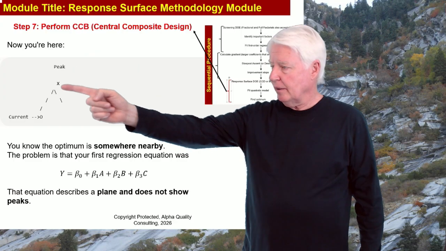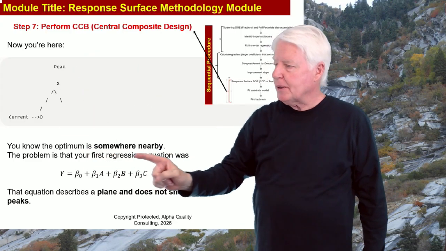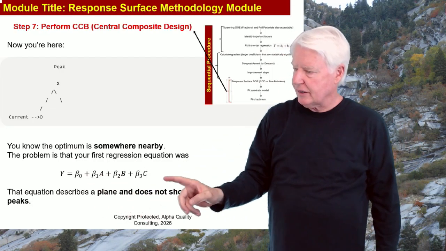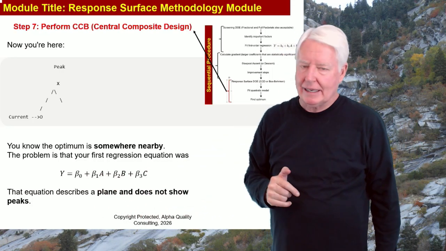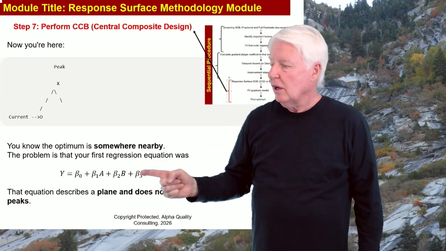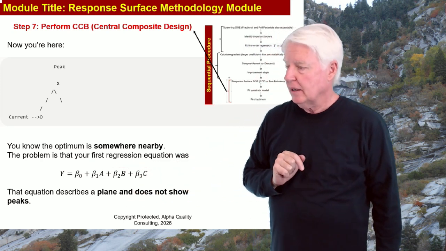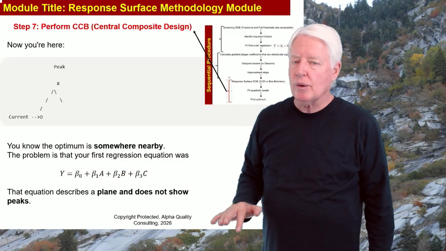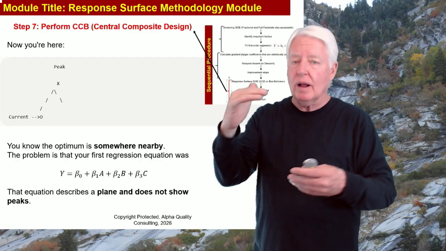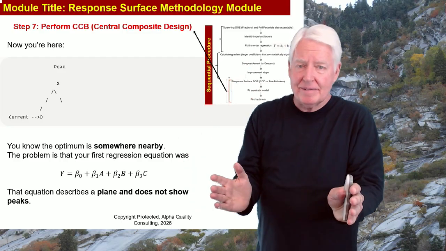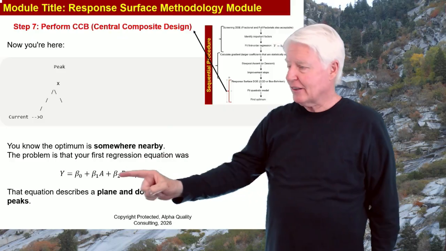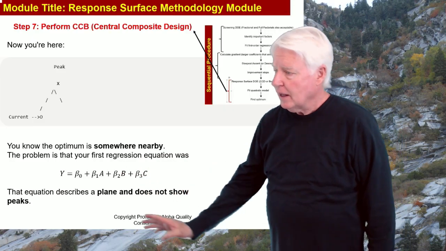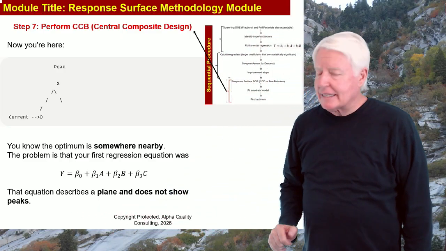Now you're here. You're somewhere around the peak. You know the optimum is somewhere nearby. The problem is that your first regression equation was this. There's no quadratic terms there. There's no A squared, B squared, or C squared. And when you do that, this is a linear regression equation. And in DOE, it means you are assuming the planes of your knowledge envelope are flat, not curved. That's all this can give you. It cannot give you the curvature. It's not capable of doing so. That equation describes the plane and does not show the peaks.